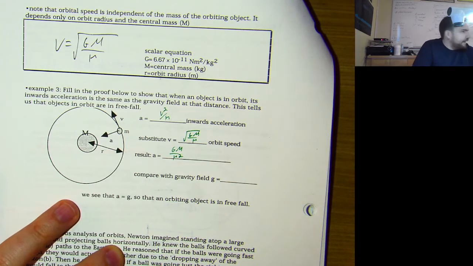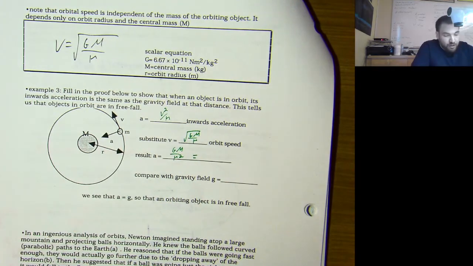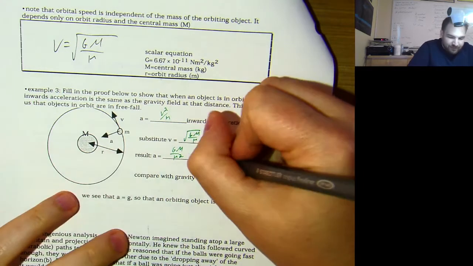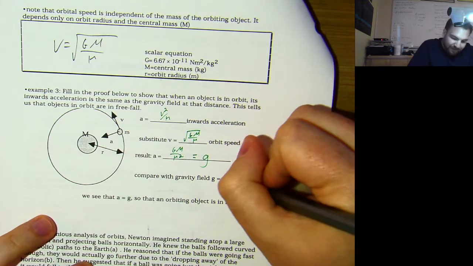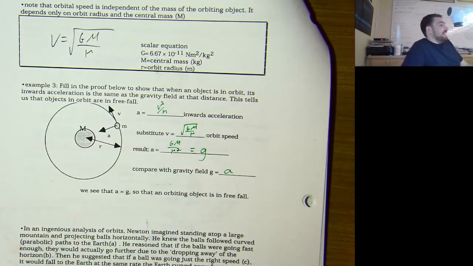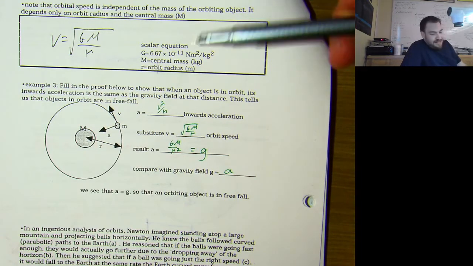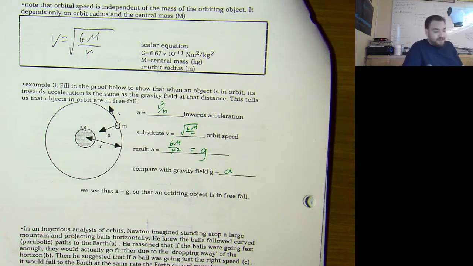GM over R squared is equal to what? You've seen this before. GM over R squared is a little g. That tells us that for an object in orbit, little g equals A. Because little a equals g, and that little g showed up when we were looking at objects in free fall, projectile motion, that tells us that for you to be in orbit, you must be in a constant state of free fall.